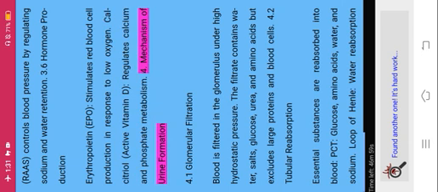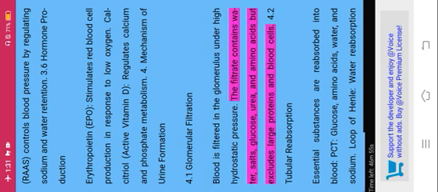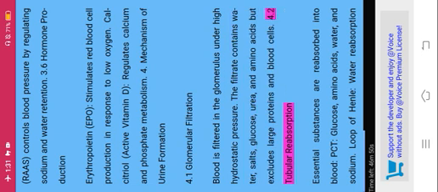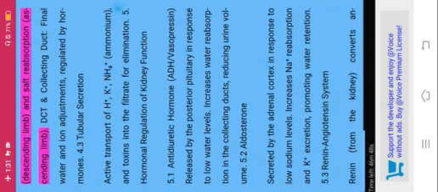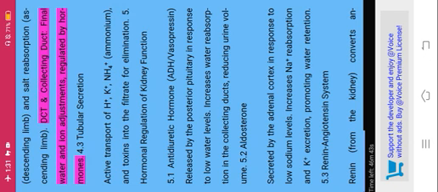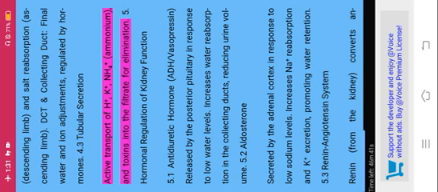4. Mechanism of urine formation. 4.1 Glomerular filtration. Blood is filtered in the glomerulus under high hydrostatic pressure. The filtrate contains water, salts, glucose, urea, and amino acids but excludes large proteins and blood cells. 4.2 Tubular reabsorption. Essential substances are reabsorbed into blood: PCT, glucose, amino acids, water, and sodium. Loop of Henle, water reabsorption in the descending limb and salt reabsorption in the ascending limb. DCT and collecting duct, final water and ion adjustments, regulated by hormones. 4.3 Tubular secretion. Active transport of H⁺, K⁺, NH₄⁺ (ammonium), and toxins into the filtrate for elimination.